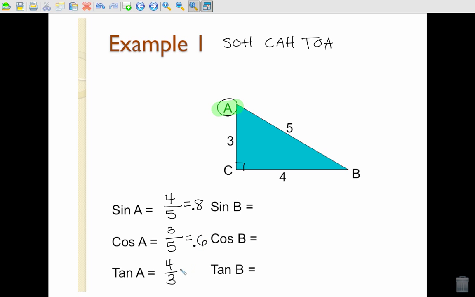3/5 would be 0.6, and 4/3 would be 1.3 repeating. Okay, now let's look at a different angle. So now we're looking at side B, or angle B, excuse me. So we want everything in terms of angle B.